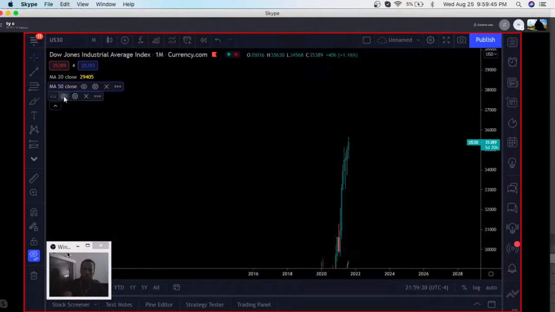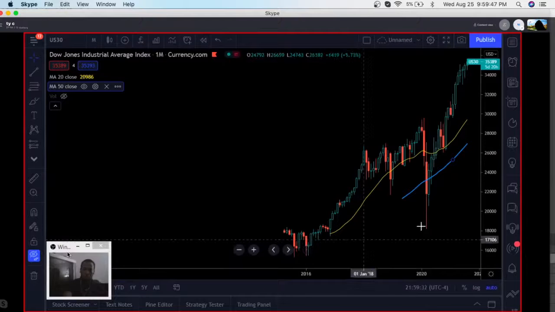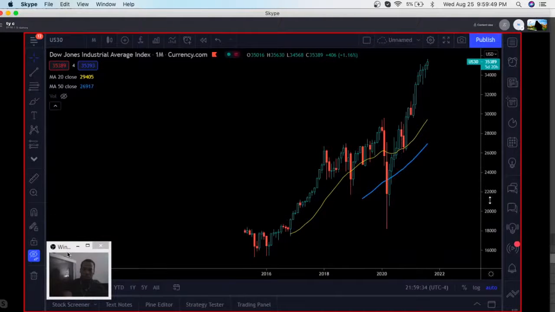Hit that little button at the bottom, and then hide my moving averages. So pretty much we're just looking for the positioning of our moving averages and higher highs and higher lows. Our 20 is above the 50, and we have the higher highs and higher lows, so that lets us know that the bulls are in control or dominating the market.